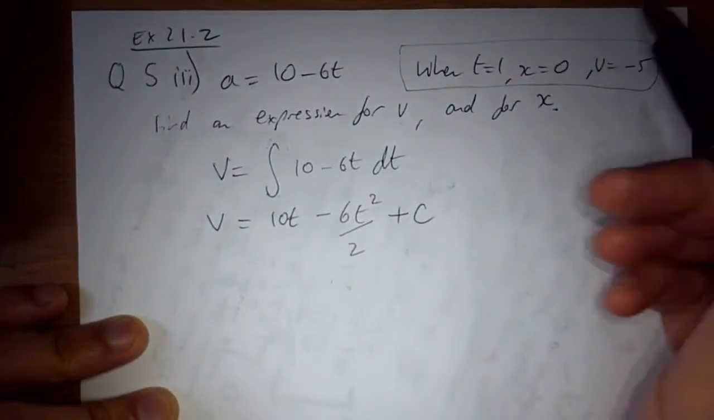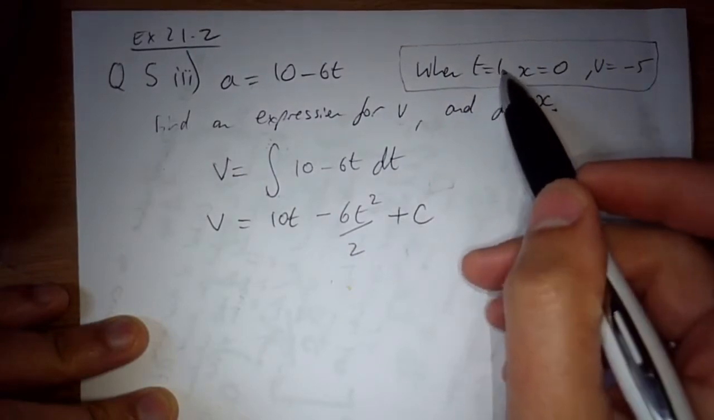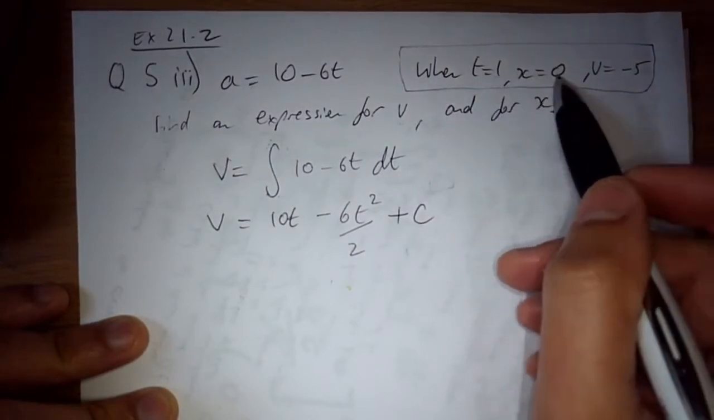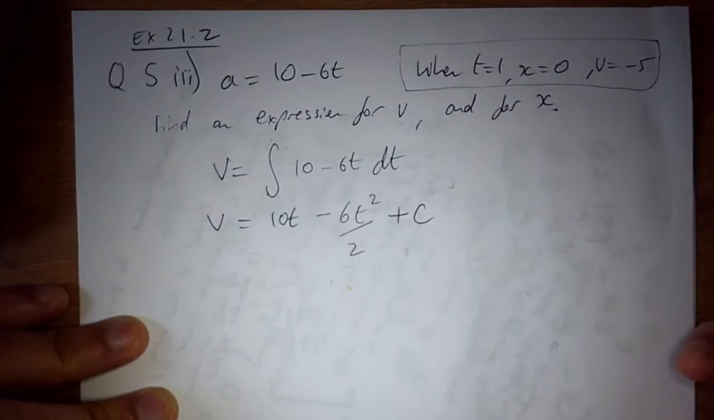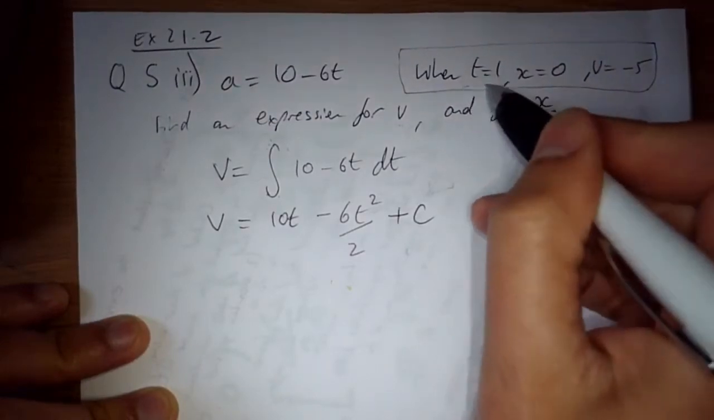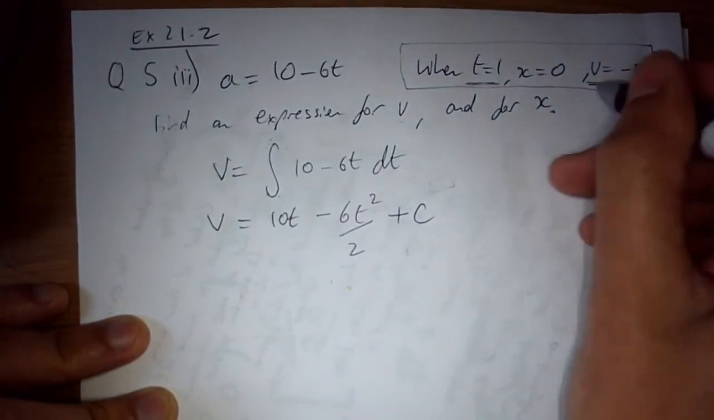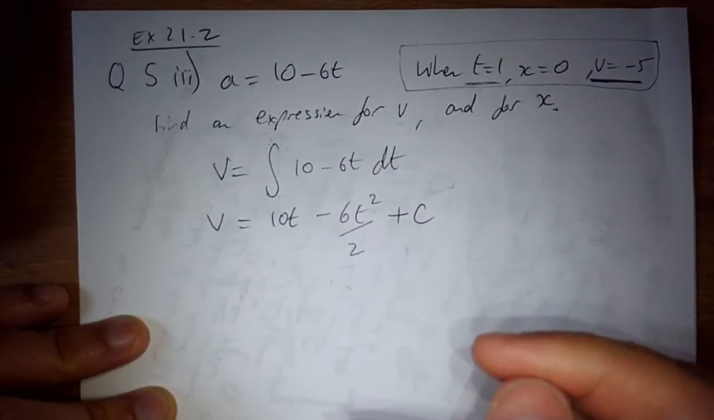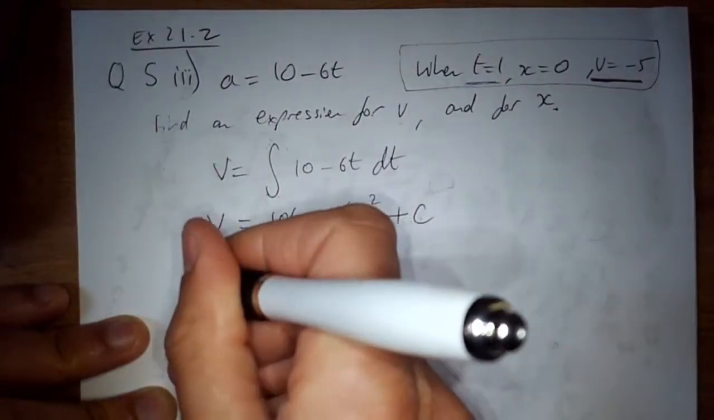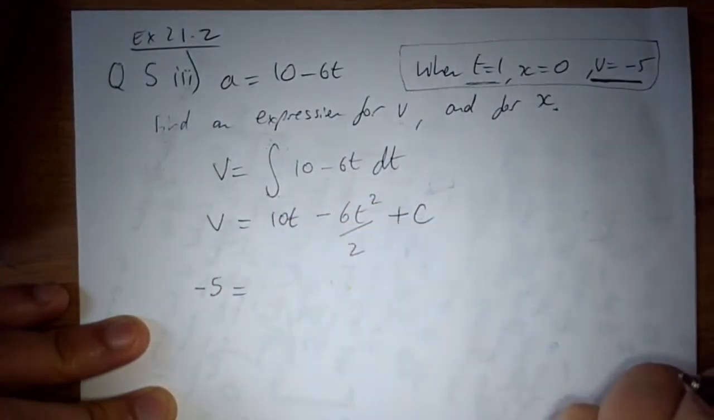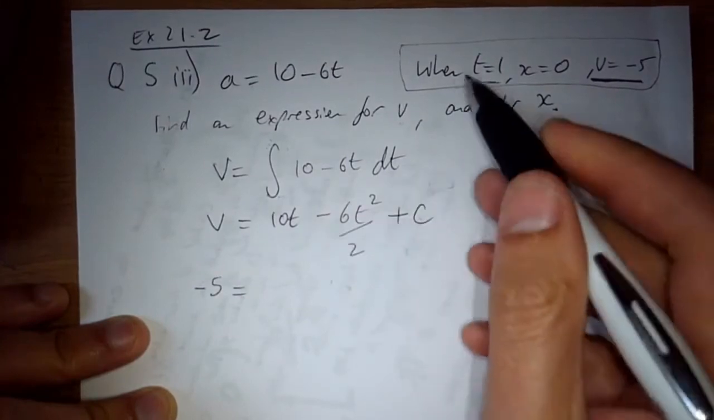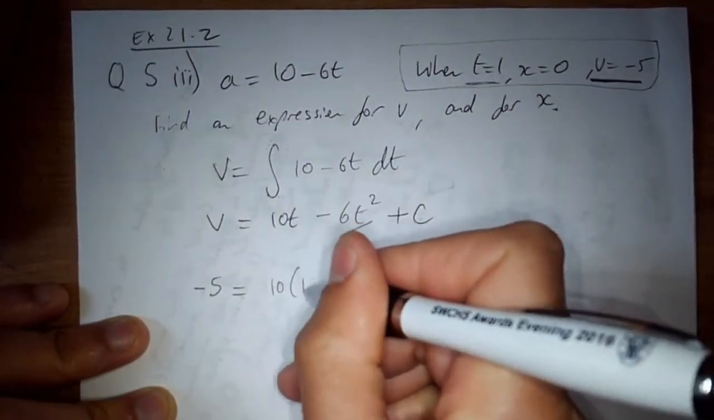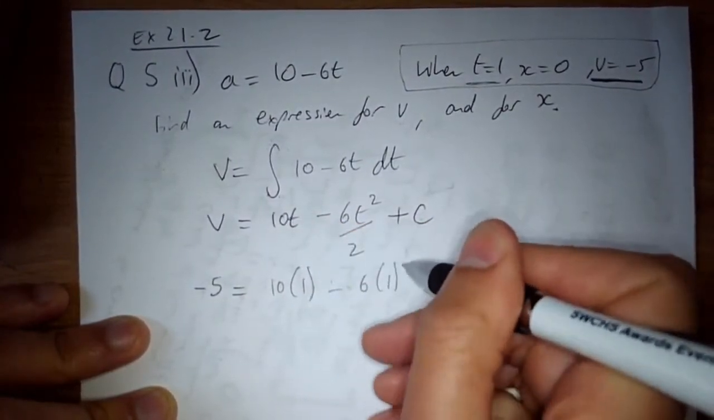And that's where this information here comes into play. If you look at this, we've got a value for t, and for that value of t, we've got a value for x, and a value for velocity, sorry. So we can substitute in this one and this one into here, and that will help us work out what c is. So I'm replacing v with -5, and I'm replacing all the t's with 1. So I'll just write that out first of all.